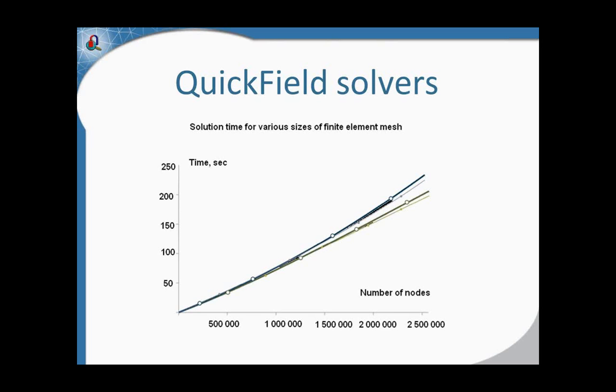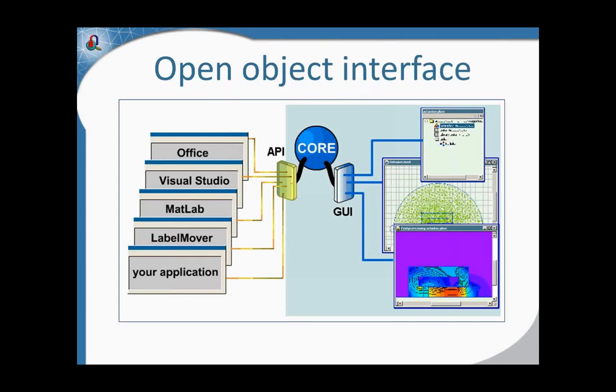Another important feature of QuickField is its expandability. In addition to a simple and straightforward user interface, QuickField also features a full-blown application programming interface, which is organized as an open object library. This technology is called ActiveField, and it allows interaction between the QuickField core and a variety of other programs, from custom development software to MATLAB and Microsoft Office scripts. It also assures communication between the QuickField core and a parametric analysis utility called LabelMover, which is directly related to today's topic.